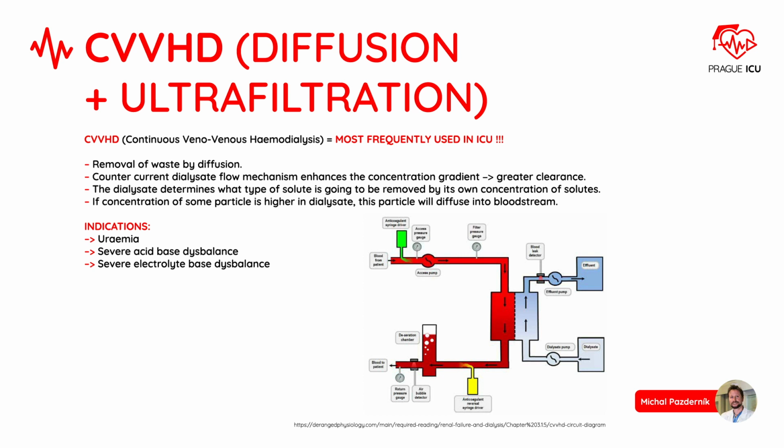The dialysate determines what type of solute is going to be removed by its own concentration of solutes. If concentration of some particle is higher in dialysate, this particle will diffuse into the bloodstream. Indications include uremia, severe acid-base disbalance, or severe electrolyte disbalance.